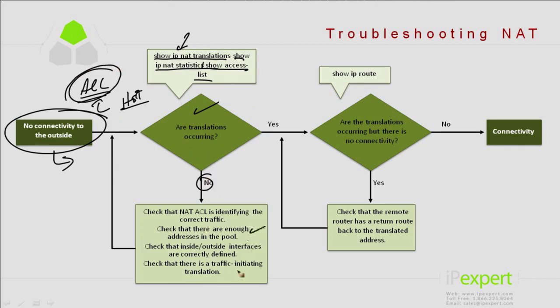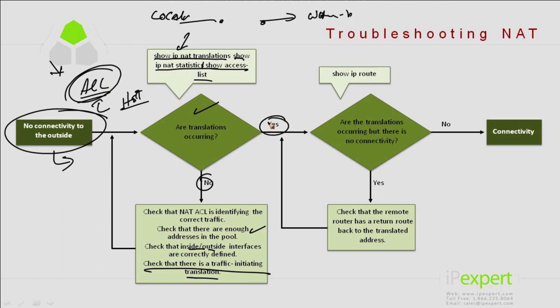Check to make sure that we have enough addresses in the pool if we're using dynamic NAT. Check that the inside and outside IP NAT configurations are correct. Remember, the outside faces the WAN or the internet, and the inside faces the local private addresses. So again, check that there's going to be traffic initiating the translation. In other words, each of these must be generating something for the NAT process to take place.